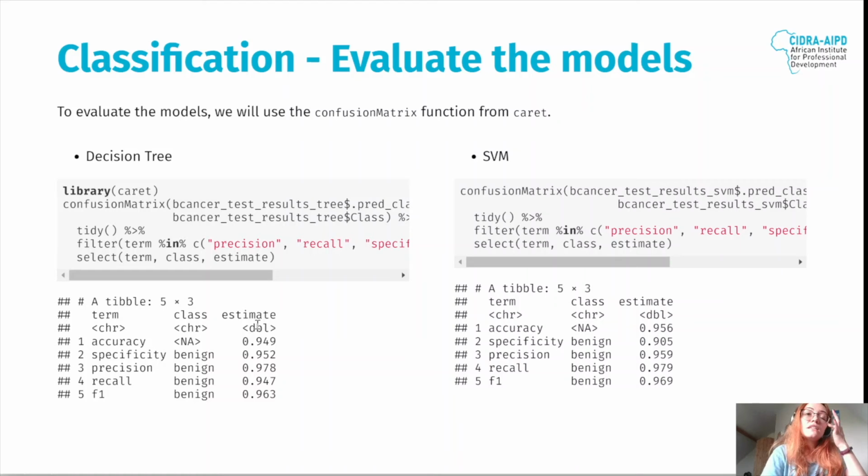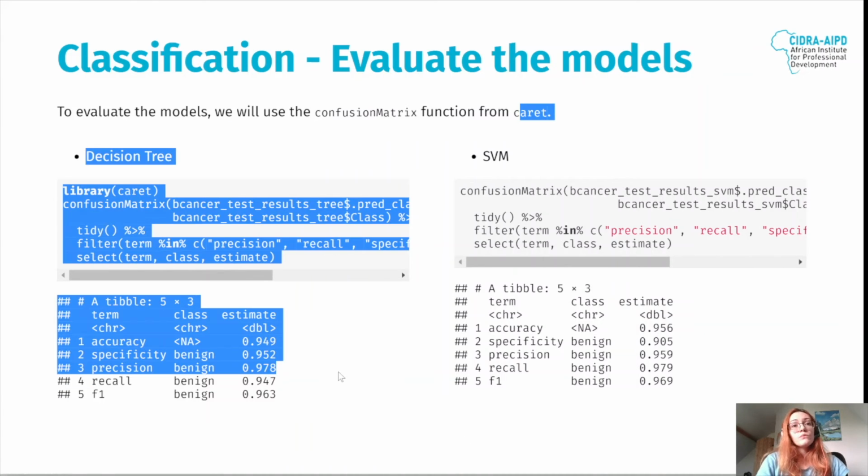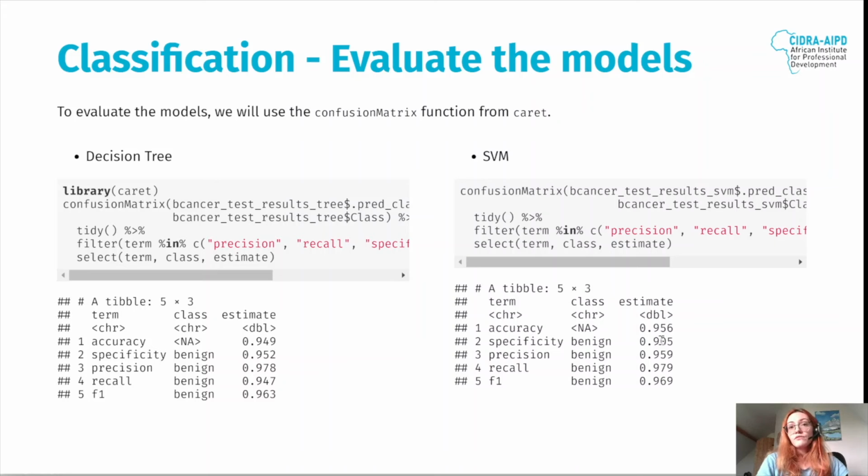So we can see here that the decision tree had an accuracy of 94.9 and the SVM 95.6. But we know that accuracy is not what we want, right? The classes were not perfectly balanced, so we are more interested in the other performance metrics. So specificity, we have 0.95 versus 0.91, precision 0.98 versus 0.96, recall 0.95 versus 0.98, and F1 0.96 versus 0.97. They're both very, very good models.